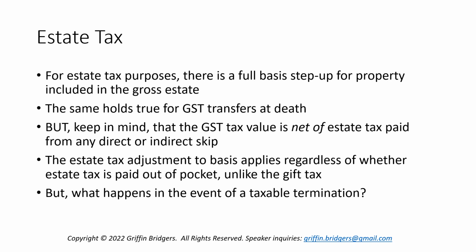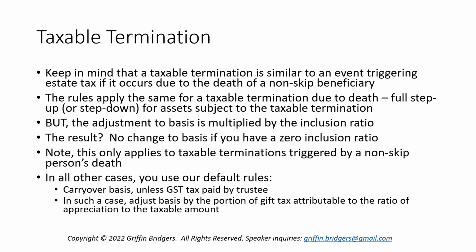Now, what happens in the event of a taxable termination? How do we look at it from that perspective? Well, remember I mentioned there's a special carve-out for a taxable termination that's triggered by somebody's death? Well, that is going to invoke some of these same estate tax principles, but with a twist that it's going to be contingent, maybe not necessarily on the payment of estate tax, but more on the inclusion ratio of the property that's subject to the taxable termination.